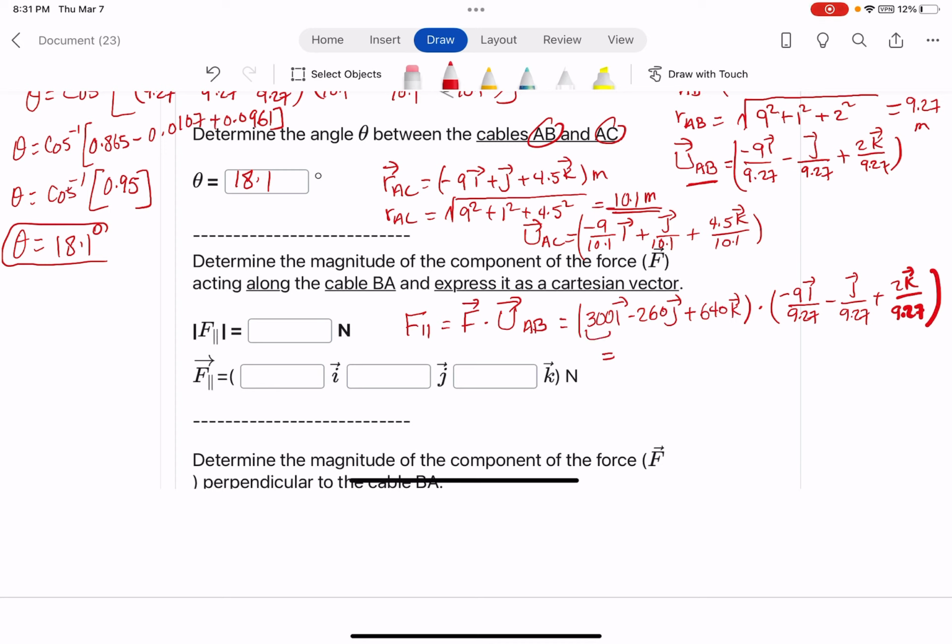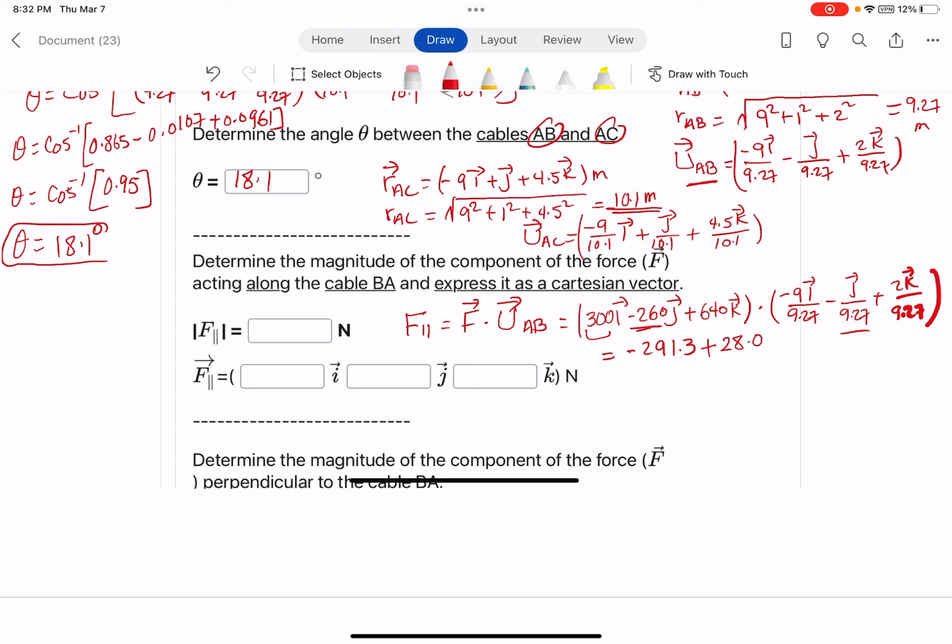Now, we multiply 300 times minus 9. Let's just do it on the calculator. 300 times 9 over 9.27, and that is minus 291.3, and then this one is minus 260, and this is minus 1 over 9.27. Okay, so it's going to be plus, minus times minus is the plus, so 260 times 1 over 9.27, and that would give you 28.0.